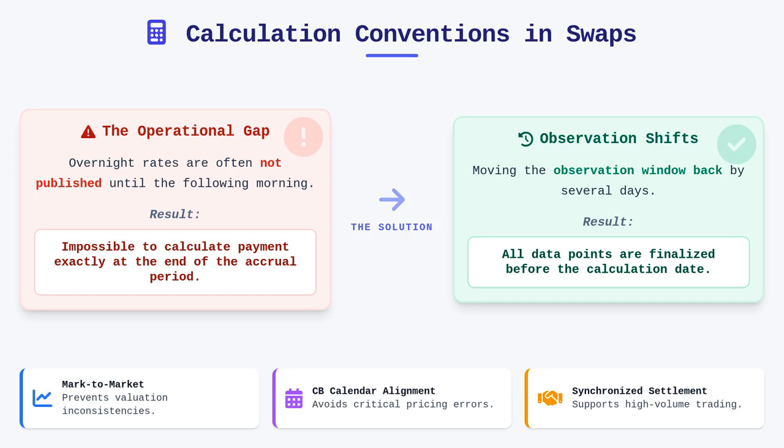This lag allows for precise documentation and settlement of the cash flows between counterparties. Failing to account for these shifts would lead to inconsistencies in the mark-to-market value of the swap, creating operational discrepancies. Dealers must ensure their internal systems correctly process these shift conventions against the specific central bank calendar to avoid pricing errors. By aligning the observation windows, the market achieves a synchronized settlement process that supports high-volume daily trading activity.